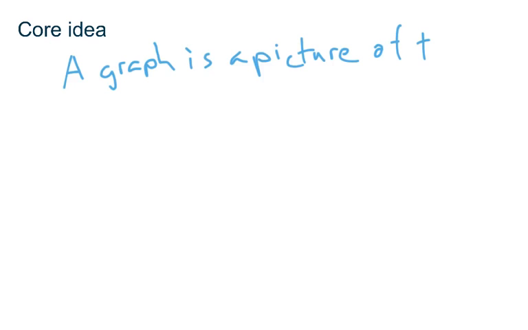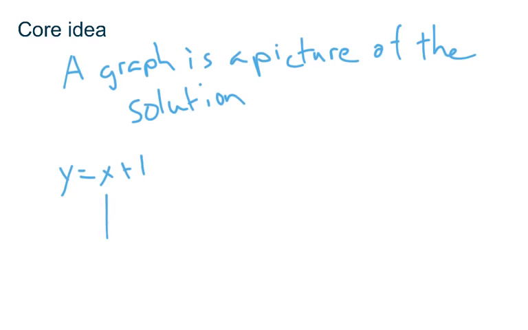First, I want to start off with a core idea, and that is that a graph is a picture of the solution. So for example, when we had something like y equals x plus 1, and we graph that on a coordinate plane, this line that I just drew is a picture of all the xy's that work, all the xy's that are a solution to that.